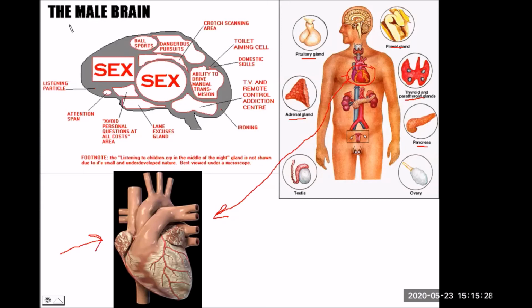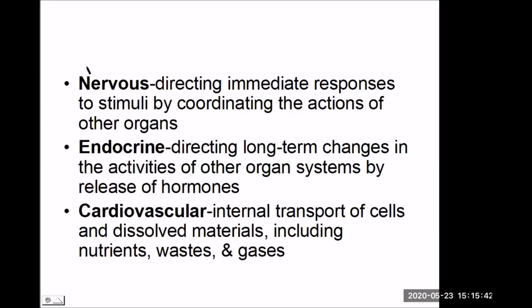And then, of course, the system that controls and responds to stimulation for all the systems is the nervous system, the one that controls all of our functions. So we'll start here and we'll group these two together, the nervous and the endocrine system, because both of these systems have the ability to stimulate the functions of other organs and other organ systems.